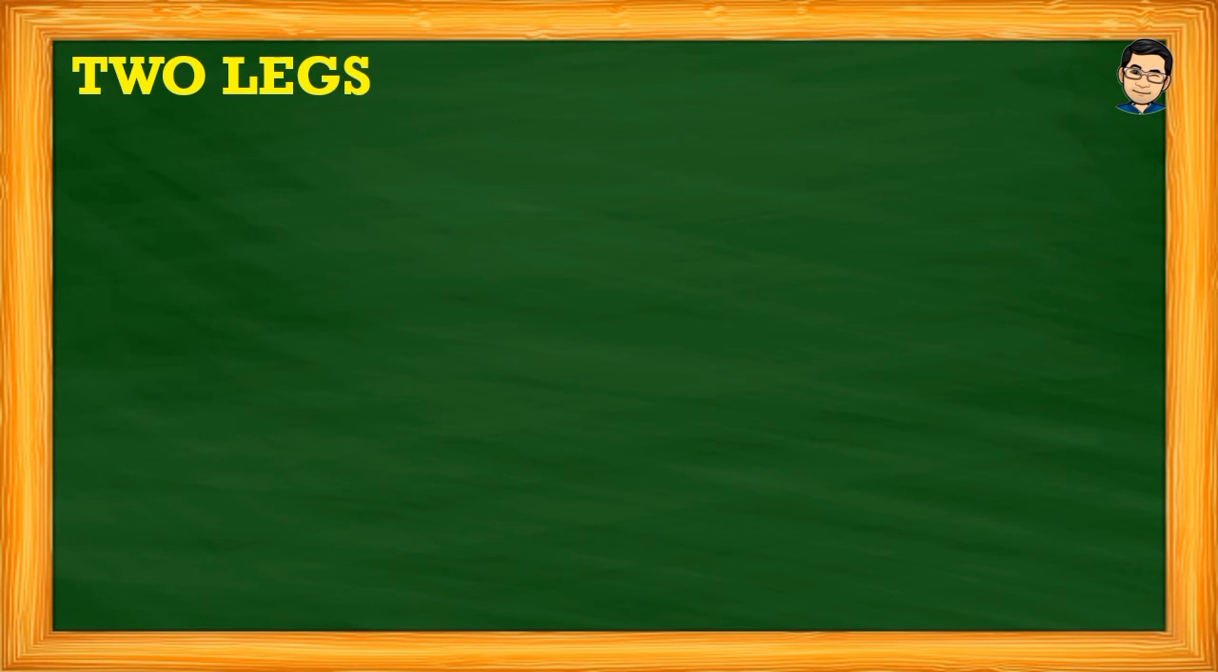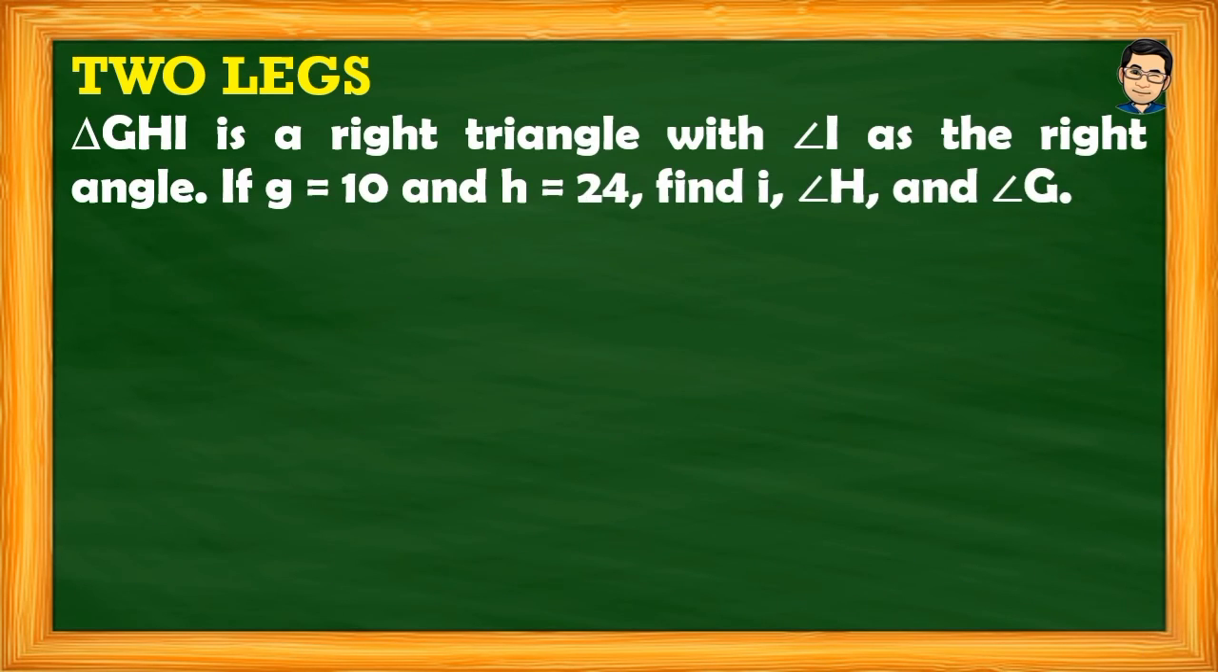So last condition natin is given naman yung two legs. Dito hahanapin natin yung sukat ng hypotenuse and then yung mga acute angles. So kapag nakuha na natin yung sukat ng isang acute angle, so makukuha na rin natin yung sukat ng isa pa. So kahit isa na lang ang isolve natin. So triangle GHI is a right triangle with angle I as the right angle. If G is equal to 10 and H is equal to 24, find I, angle H, and angle G.